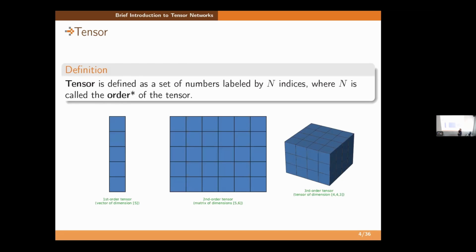Here's the example. The first order tensor is just the vector, because we have one index which we can label. The matrix is the second order tensor, because we have two indices. And this three-dimensional cube of numbers is a third order tensor, because we need three indices to label it, etc., up to n.